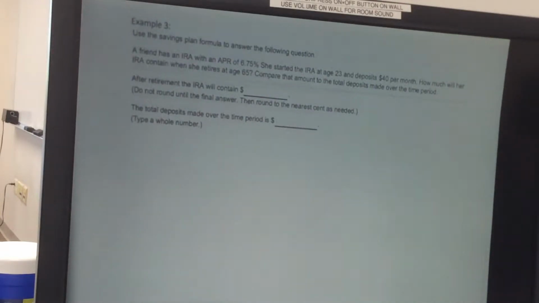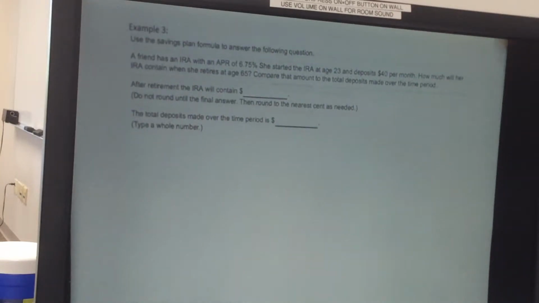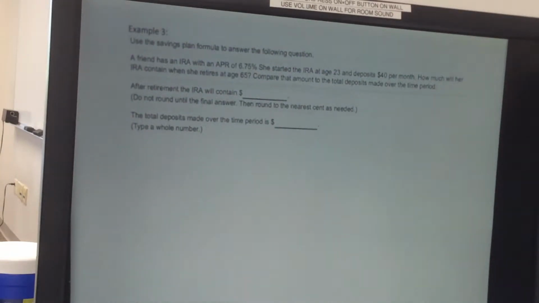Here we're going to use the savings plan formula to answer the following question. A friend has an IRA with an APR of 6.75%. She started the IRA at age 23 and deposits $40 per month. How much will her IRA contain when she retires at age 65? And then you're going to compare that amount to the total deposits made over the time period.